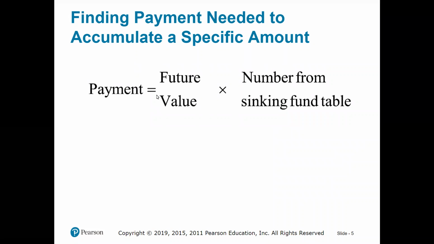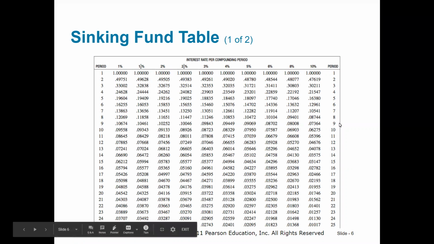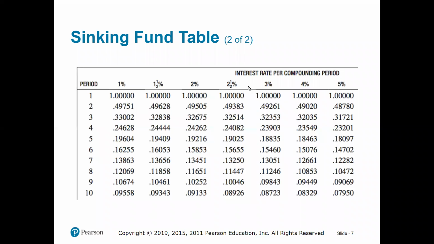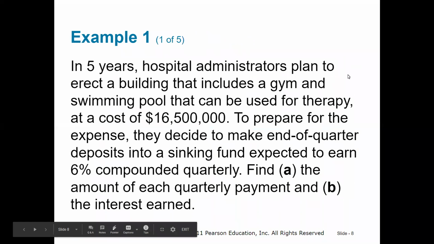So the payment is going to equal the future value times the number from the sinking fund table. Again, this sinking fund table should be printed out, or if you want, you could save a copy onto your computer, but my eyes need it printed at this point. So here's one a little bit closer up. It's a little bit nicer for your eyes.